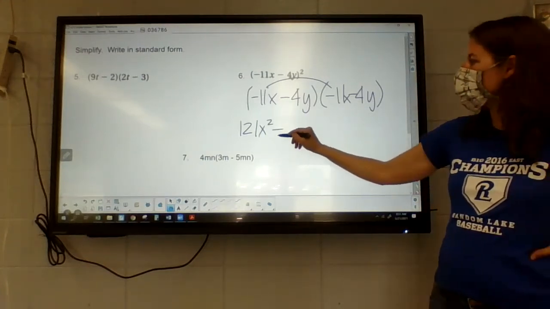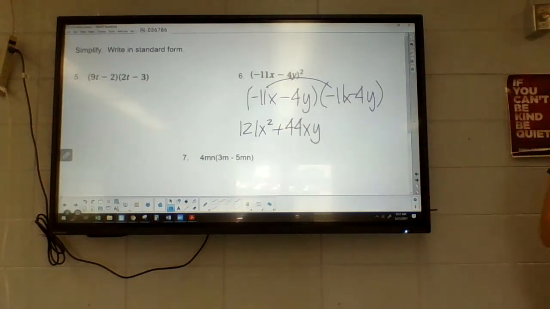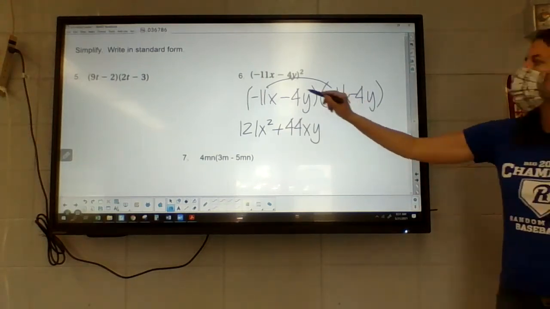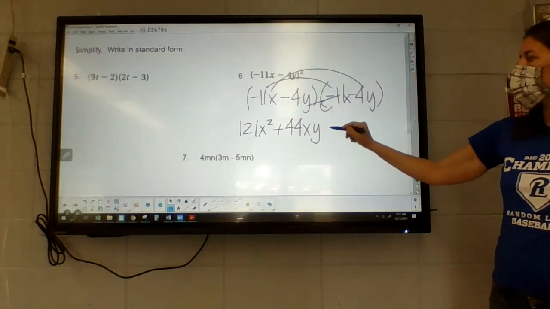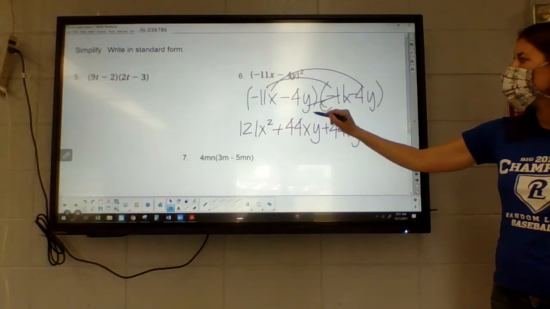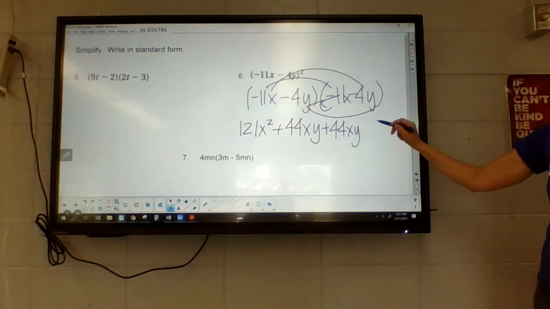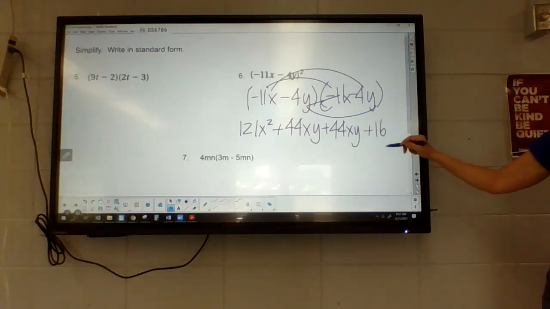This becomes a positive 44xy. Inner positive 44xy. Sorry, I don't know what happened there. Inner positive. What? Confusing. No, I just didn't catch what she was saying. Yeah, I'm just mumbling up here.